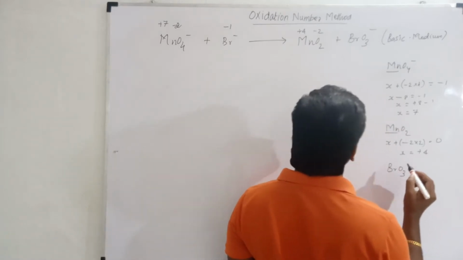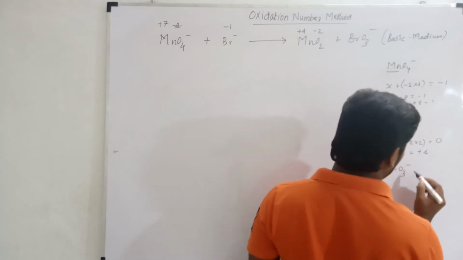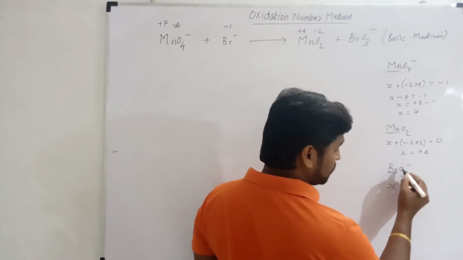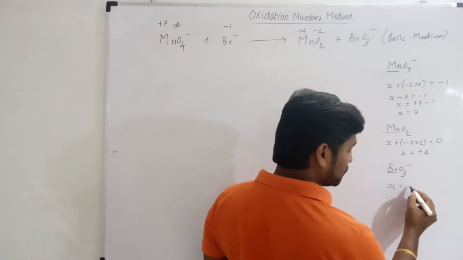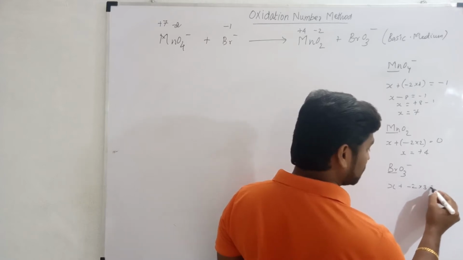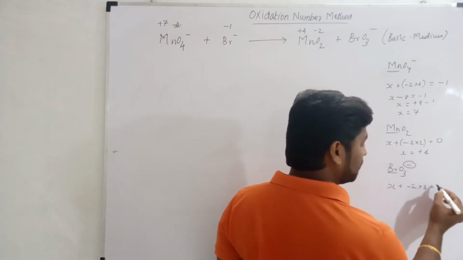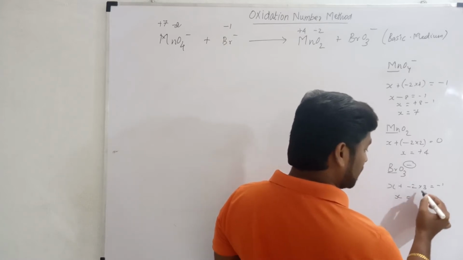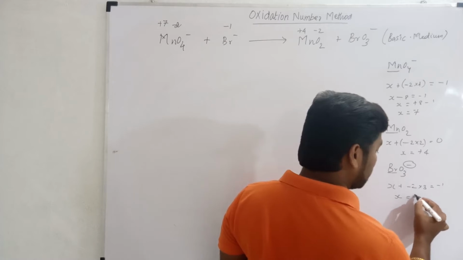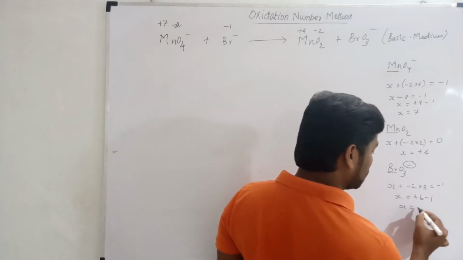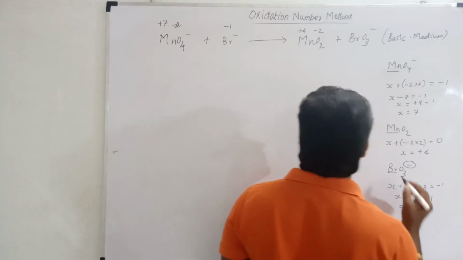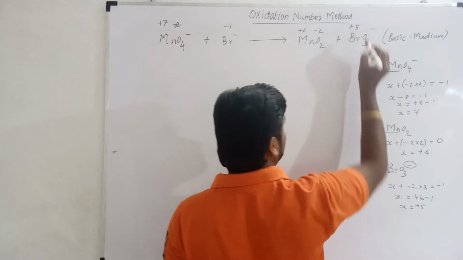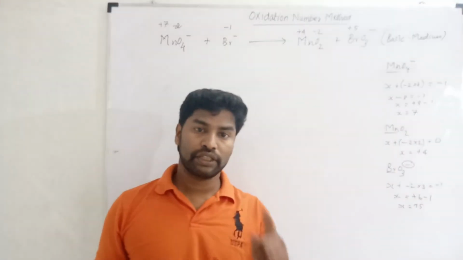Now let's calculate for bromine in bromate, BrO3 negative. Here we consider Br as X. How many oxygens are there? 3 oxygens, so -2 multiplied by 3, and the charge it is carrying is -1. So X = +6 - 1, X = +5. The oxidation state of this atom is +5. We completed step 1.